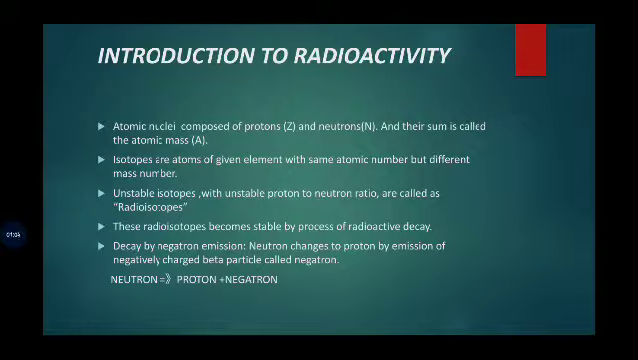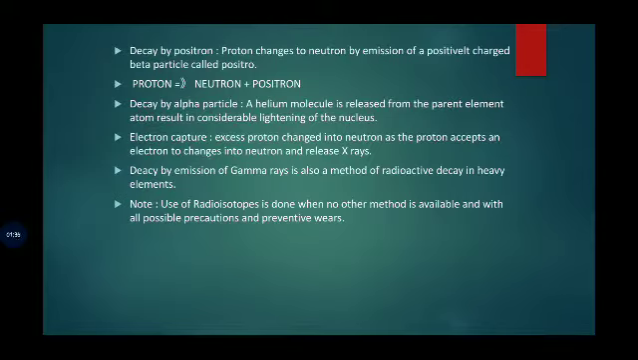There are certain methods by which radioisotopes undergo decay. The first is decay by negatron emission, in which a neutron is changed into a proton by the emission of a negatively charged beta particle, which is called a negatron. The next is decay by positron emission. This results in the formation of a neutron plus a positron. A positron is a positively charged beta particle, and in this process a proton is changed into a neutron, so the number of protons is reduced by one and the number of neutrons is increased by one. This again results in the stability of the unstable isotopes.